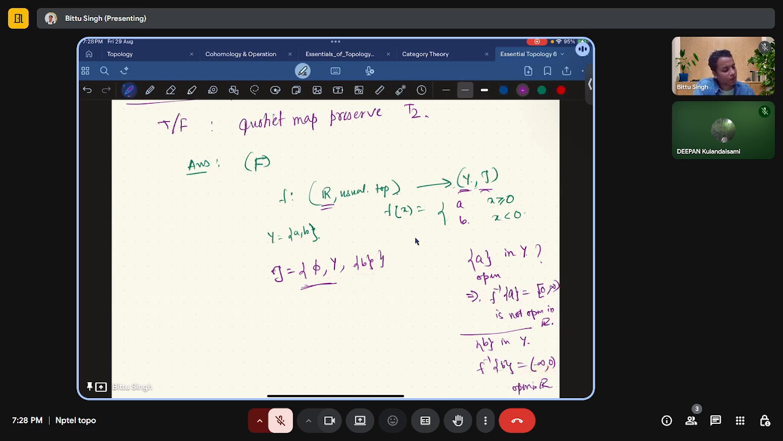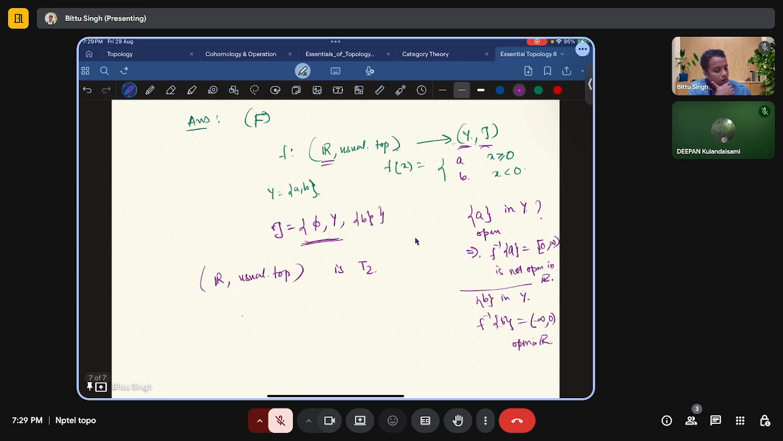So in this way we see that F is continuous, but does F preserve the Hausdorff property? On the left hand side, R with the usual topology is a metric space, so it is Hausdorff. But what about Y with respect to this topology? Here we cannot separate two points. A comma B are two different points, right? By definition, those two are different points. It is already given that A is not equal to B.